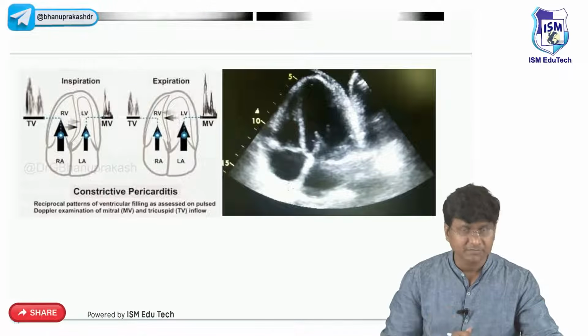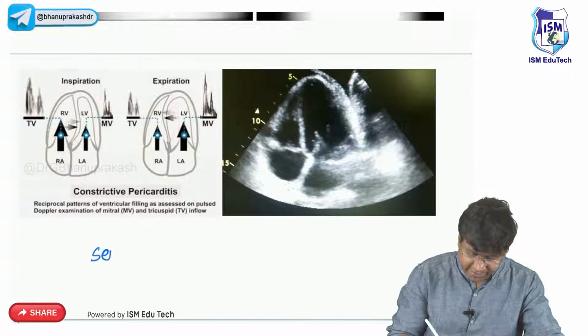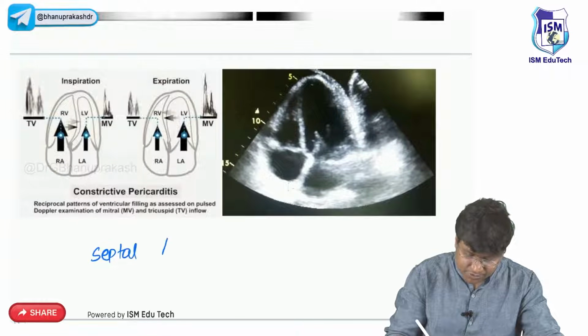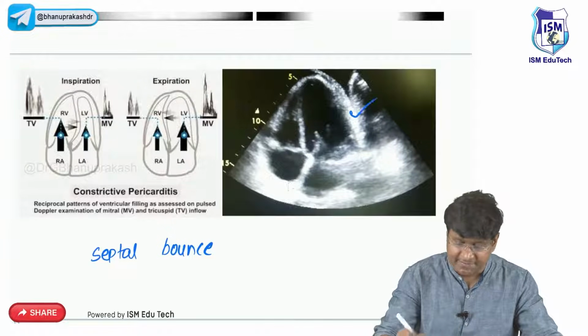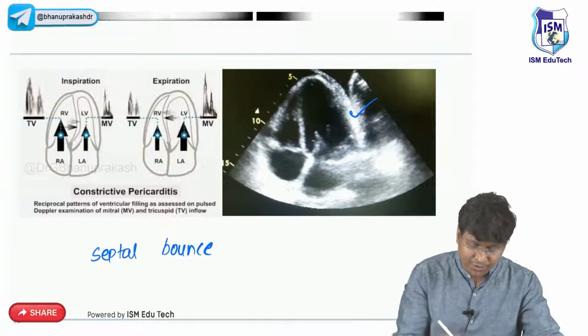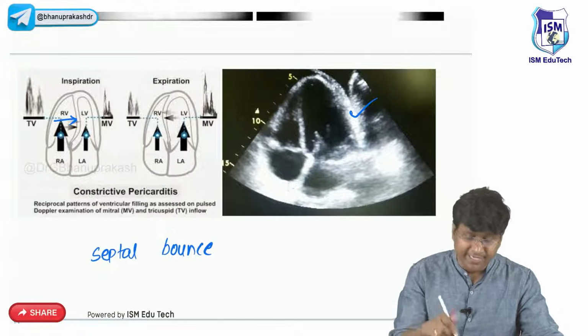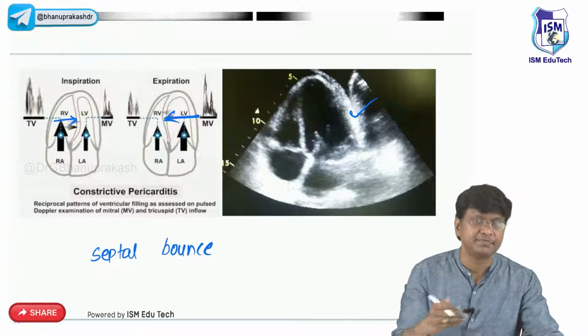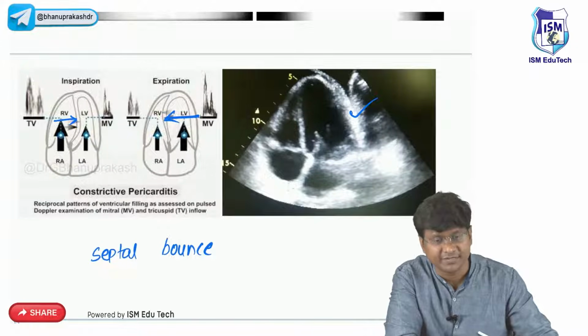Then, next is your 2D echo. The 2D echo will demonstrate the septal bounce, right? It will demonstrate the septal bounce along with the thickened pericardium. What is that septal bounce? During inspiration, the interventricular septum will bounce to the left ventricle, and during expiration, the interventricular septum will bounce towards the right ventricle. That is what is called septal bounce, that can be demonstrated with the 2D echo.